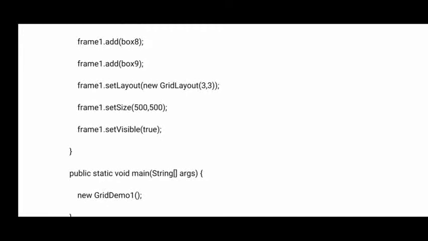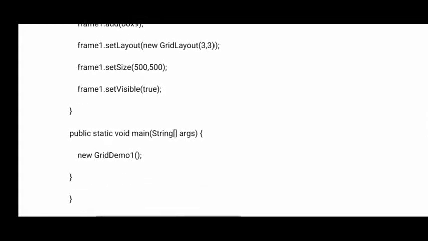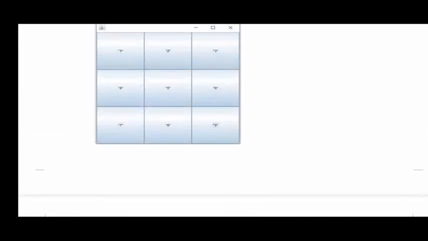And in each and every row, how many components do you want to display? Three. First row 3 components, second row 3 components, and last row 3 components. So 3 rows and 3 columns. Based on your layout, you can give 2 rows and 3 components, or 4 rows, depending on your requirement. If you are giving a grid layout, you can arrange the elements in rows and columns. So this is the grid layout.